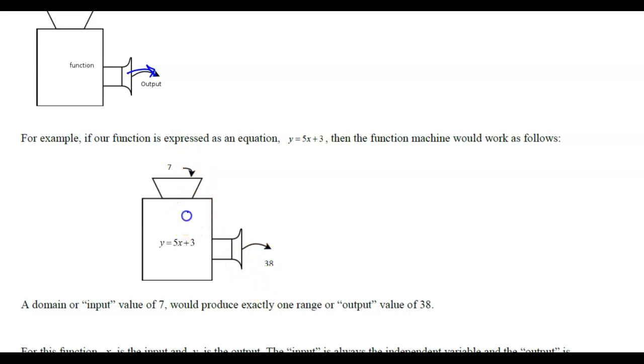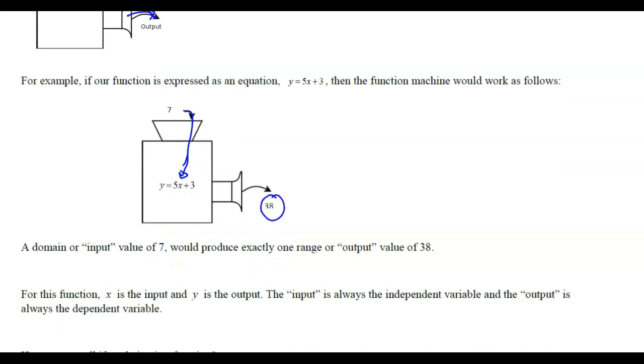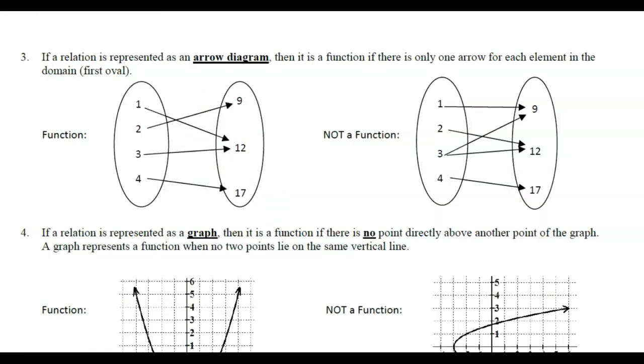So if we put 7 in, then the 7 is going to go in for x. 5 times 7 is 35, plus 3 is 38. Okay, the domain or input value of 7 would produce exactly one range or output value of 38. For this function, x is the input and y is the output. The input is always the independent variable and the output is always the dependent variable. What comes out of here depends on what was put in. Okay, so some terminology for you.